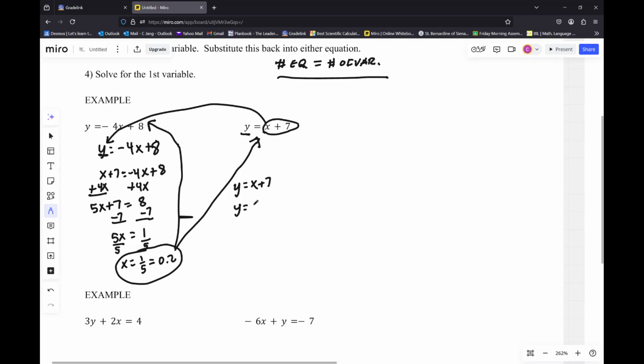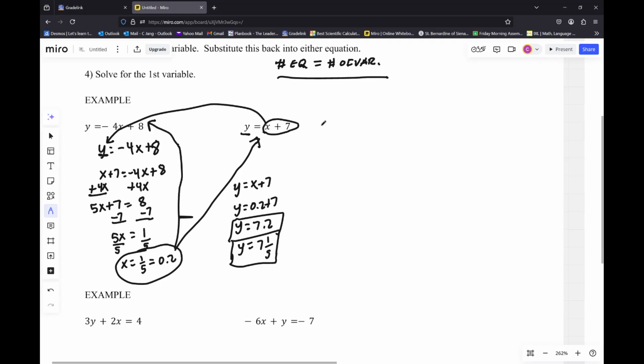y is going to be equal to 0.2 plus 7, or 7.2, or 7 1/5. Okay, whichever one you like. Decimal is probably easier. So y is going to equal 7 1/5. Okay. So do we have a solution? Yeah. The solution is x is equal to 0.2, y is equal to 7 1/5, or 7.2.